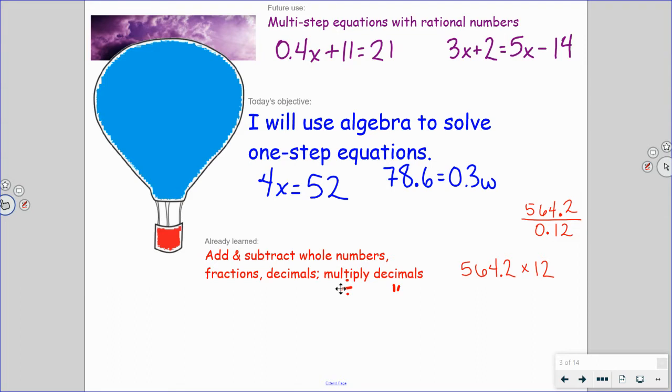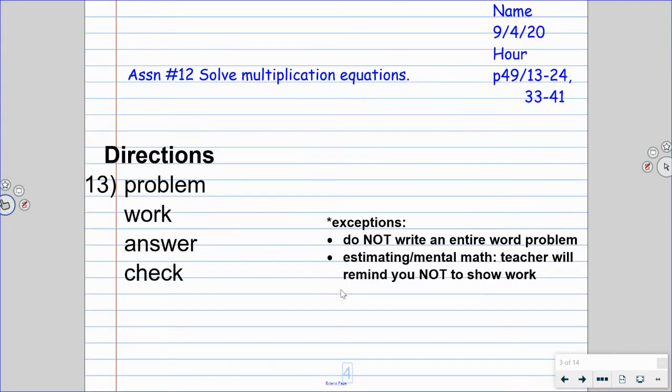Yes, that might seem simple to some of you, but we will eventually get to two-step equations where there are multiple numbers on one side of the equation, or multi-step equations where there might be multiple variables as well as multiple numbers on both sides. But we'll build you up one step at a time.